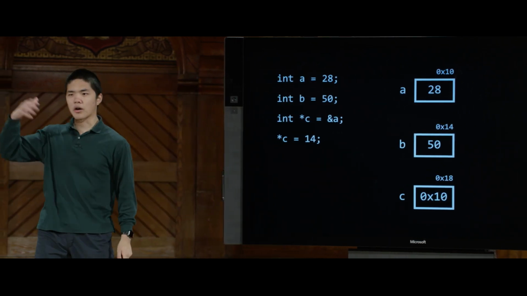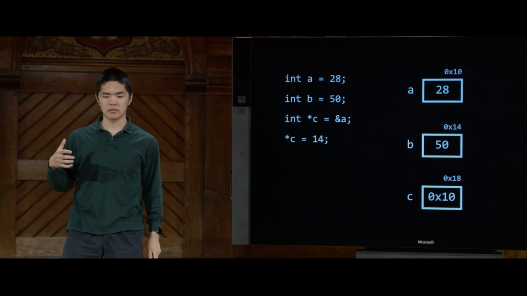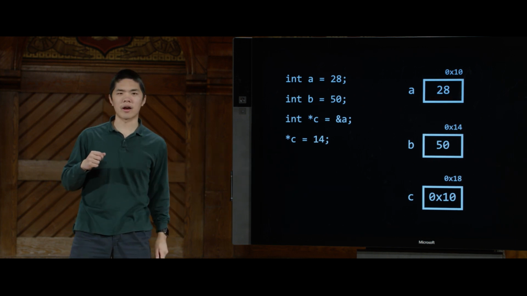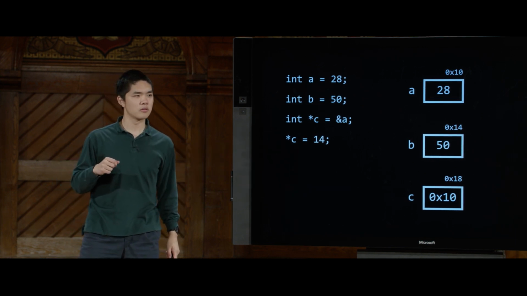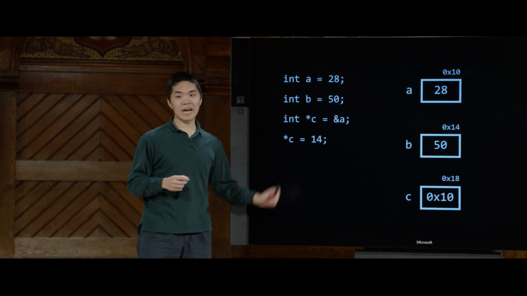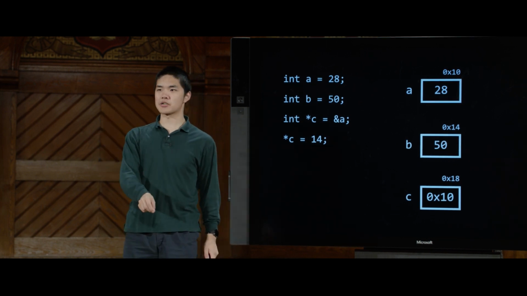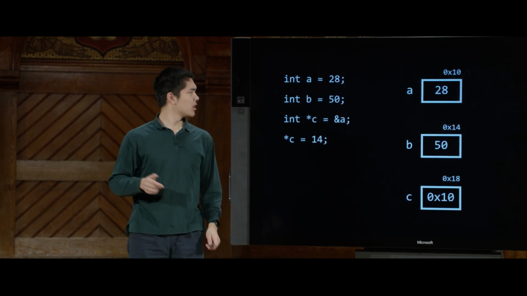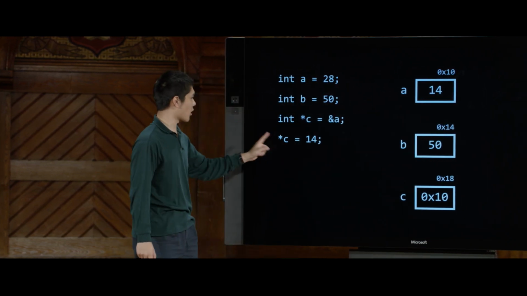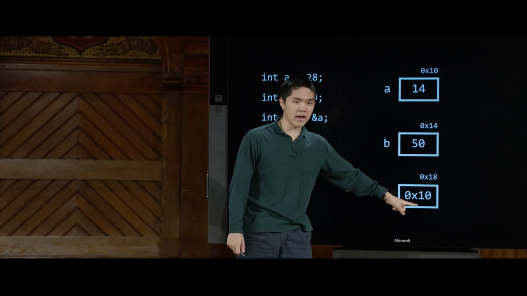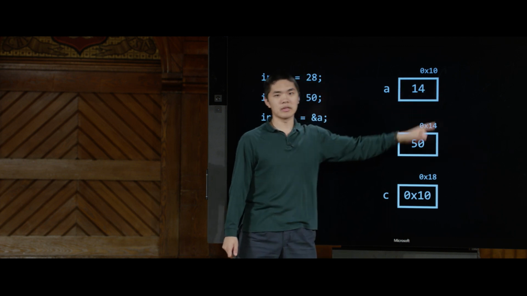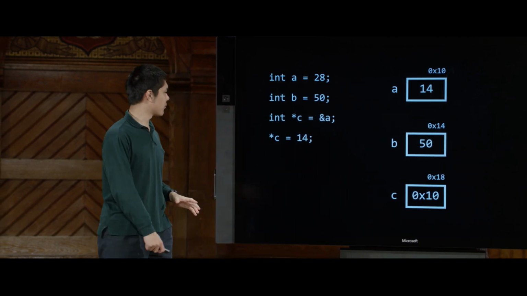So now if I had a line like star c equals 14, what is that going to do? What changes in this diagram? Star c, recall, is the dereference operator. It means take whatever address is stored in c and go to that address. So assign 14 to a. Yeah, a, which right now is 28, is going to change to 14. And why did that happen? Star c means dereference. 0x10, so I go to 0x10 in memory, and change that value, instead of whatever it was, to be 14 instead.